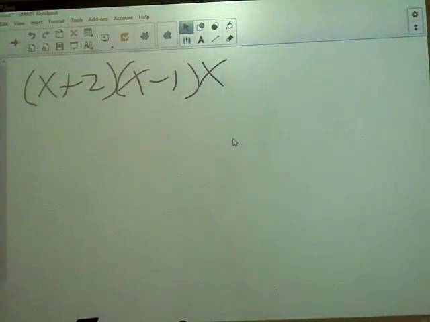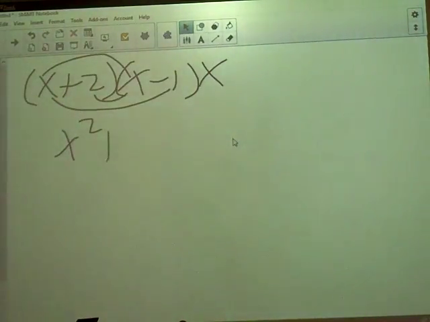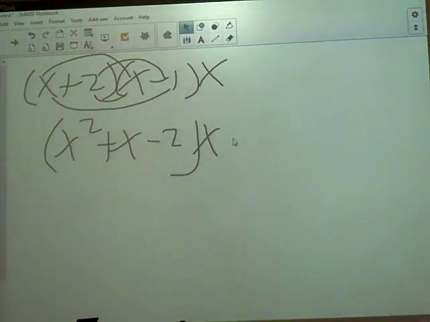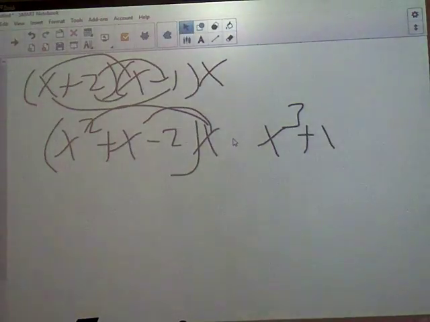Okay, so the first thing you're going to do before you start worrying about that other stuff, it says f of 2 equals 16. First thing you're going to do is simplify this. So I'm going to FOIL here. Gets me an x squared. Minus x and plus 2x is plus x, and then minus 2. Now I'm going to distribute my x. So I'm looking at x cubed plus x squared minus 2x. Okay, so that's how you're going to start this.